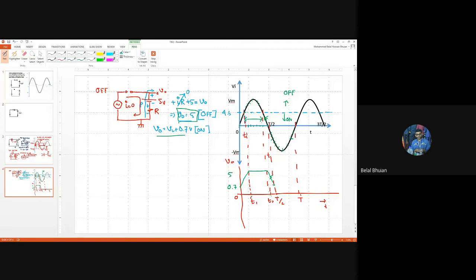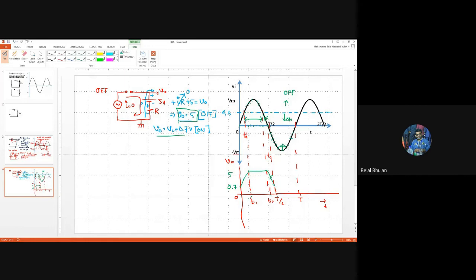The input-output relationship would be V naught is equal to Vi plus 0.7. So that means, again, whatever the input has, we're going to grab it and pull it up by 0.7. So if it is 0, then we already found out it's 0.7.